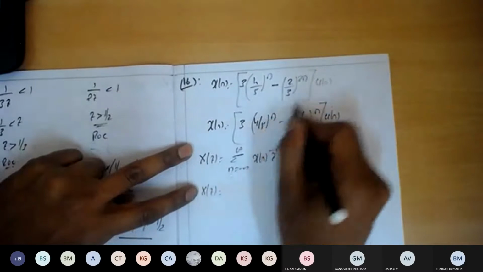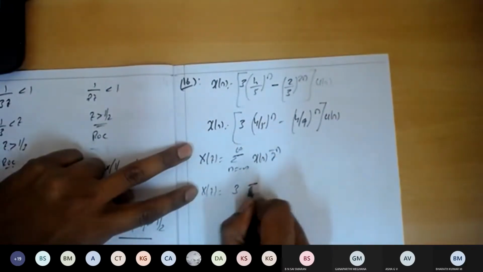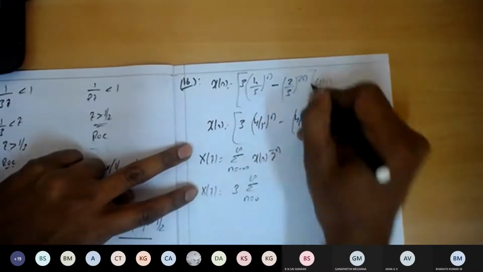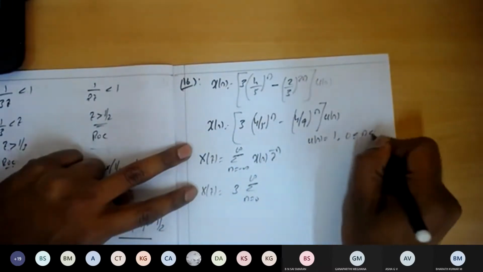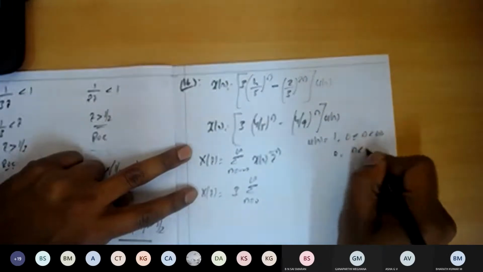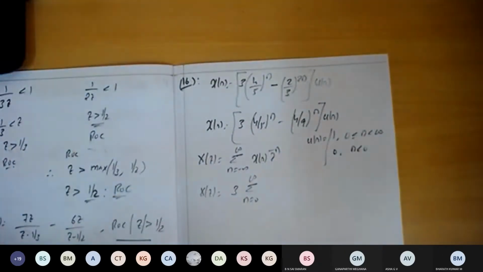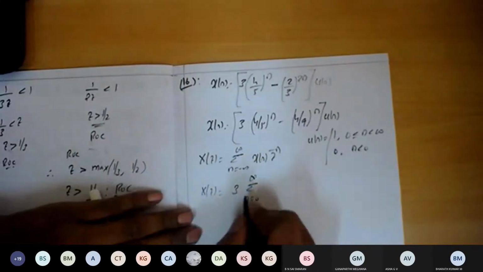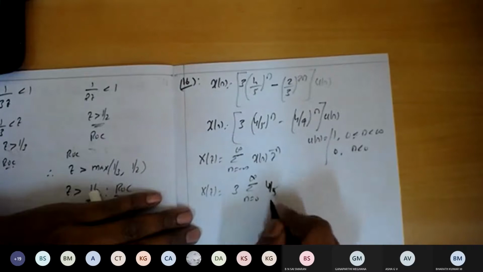So x of z, and I'll take the common terms. So it is 3 into summation n is equal to 0 to infinity, because we know that u of n is nothing but 1 for 0 less than n less than infinity, and 0 for n less than 0. So I'll take this n common here. Okay, so it is 0 to infinity. I'll take the common terms now, because we already did this one.